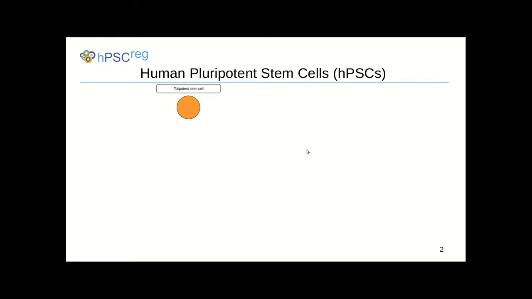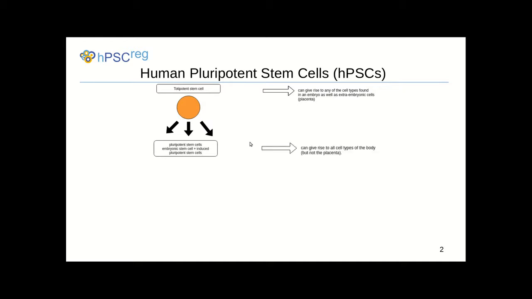First of all, I want to briefly introduce the term of human pluripotent stem cells. After fertilization, the fertilized egg is called totipotent. That means it can give rise to any of the cell types found in an embryo, as well as extraembryonic cells like in the placenta. These totipotent stem cells then further develop into a so-called pluripotent stem cell, which can give rise to all cell types of the body, but not the placenta. That means it can develop into all three germ layers in the human body, the endoderm, mesoderm, and ectoderm.